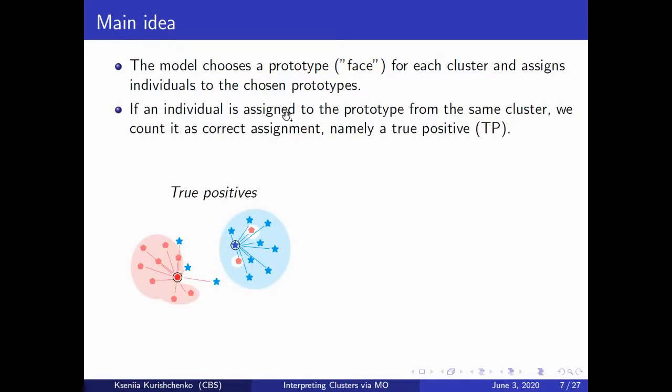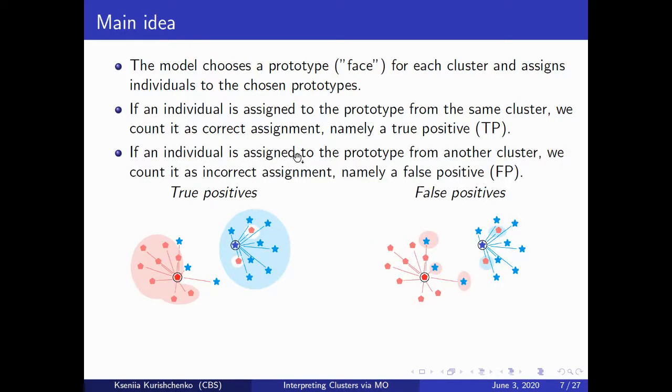If an individual is assigned to a prototype from the same cluster, we count it as a correct assignment and call it a true positive. So look at this picture. Here is our chosen prototype, and all individuals who are from the same cluster, so red prototype and red individuals, we count those individuals as true positives. The same for the blue cluster.